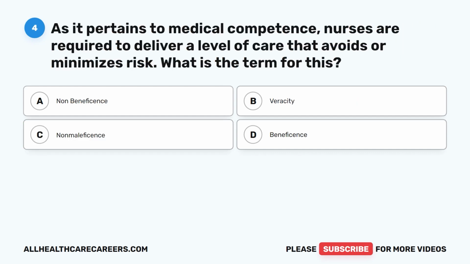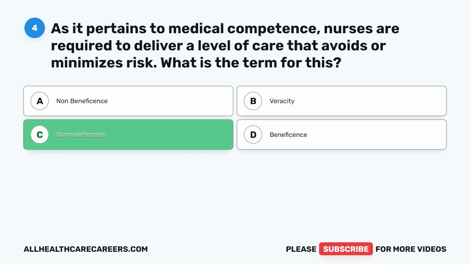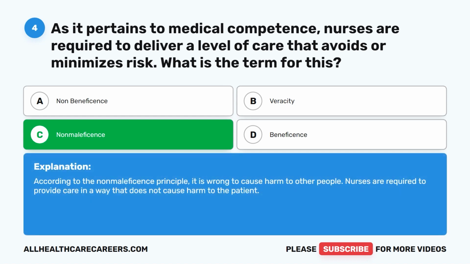Question 4. As it pertains to medical competence, nurses are required to deliver a level of care that avoids or minimizes risk. What is the term for this? A. Non-beneficence. B. Veracity. C. Non-maleficence. D. Beneficence. The correct answer is C. Non-maleficence. According to the non-maleficence principle, it is wrong to cause harm to other people. Nurses are required to provide care in a way that does not cause harm to the patient.